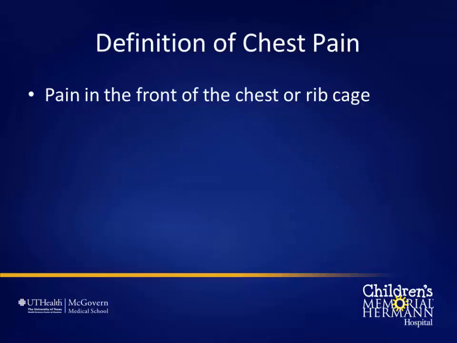The definition of chest pain is any type of pain in the front of the chest or the rib cage. There are many types of pain ranging from a vague discomfort to sharp stabbing pain, and it can last anywhere from seconds to a constant ache. Depending on what is causing the pain, the duration and characteristics of the pain will vary.